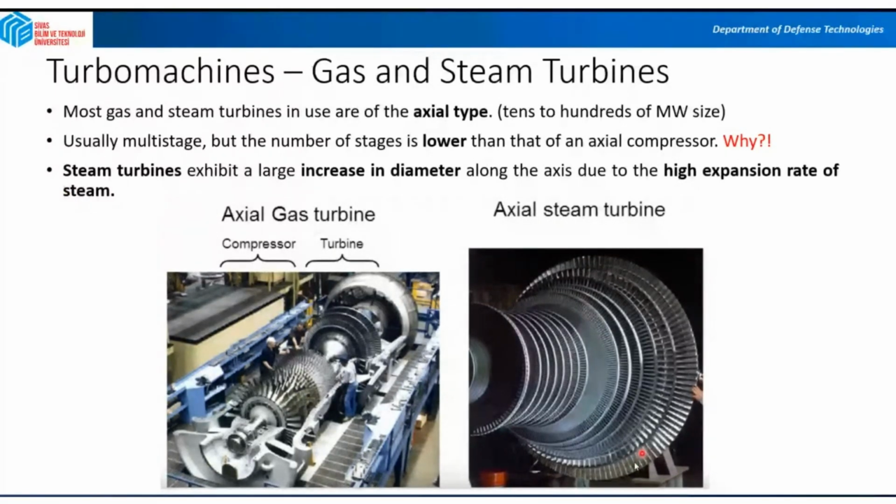And on the right, you're seeing an axial steam turbine. If you look at the axial steam turbine and compare it with the axial gas turbine, you see a very large increase in diameter. See, these are small diameter, but the diameter is increasing largely along the axis. Why is it happening? It happens due to the high expansion rate of steam. A normal gas turbine does not have a high expansion rate, but steam has a very high expansion rate. That's why you are using very large diameter blades.